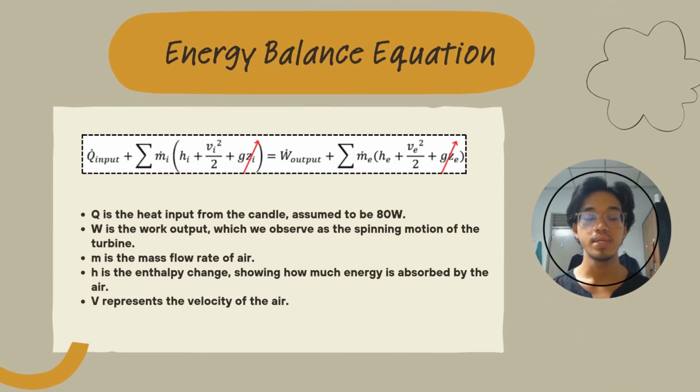Okay, so now this is the energy balance equation for a steady flow control volume. We cancel out the potential energy because there is no change in height or potential energy. Q dot is the heat input from the candle, which is assumed to be 80 watts. W dot is the work output, which we observe as the spinning motion of the turbine. M dot is the mass flow rate of air, while h is the specific enthalpy change, showing how much energy is absorbed by the air. And finally, V represents the velocity of the air.